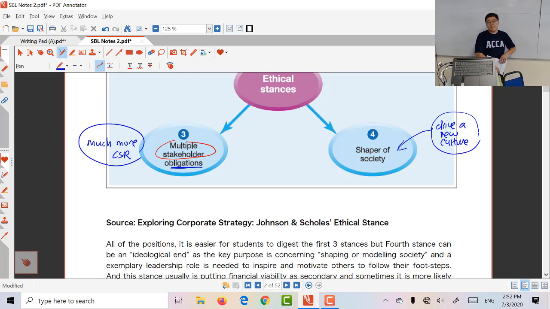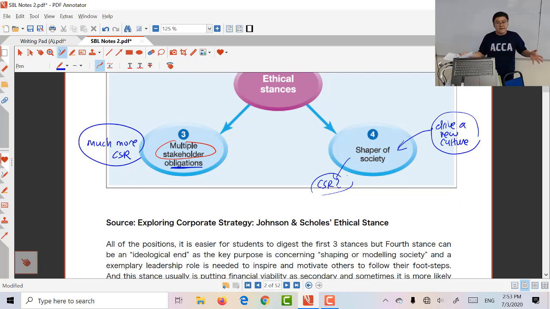So from a business perspective, how would a CSR be a shaper of society? Like you say, for example, through an action that brings very heavy impact to society, that it will get people to actually be inspired by that action, and then that habit is to stay. For example, things that will make people more environmentally friendly.